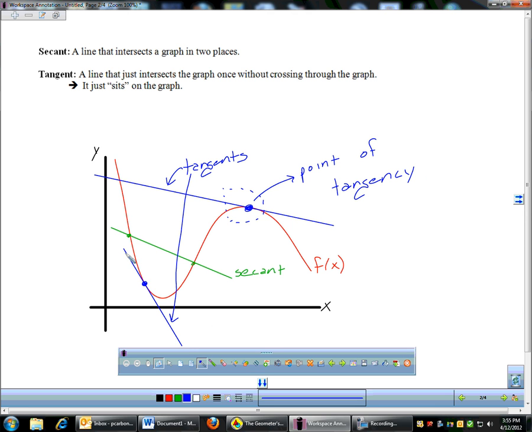So we have a blue one down here. We're going to find that slope. We're going to find the slope of that line. And it's really based off your old Algebra 1 slope of change in y over change in x. We're just going to do some crazy stuff to it.